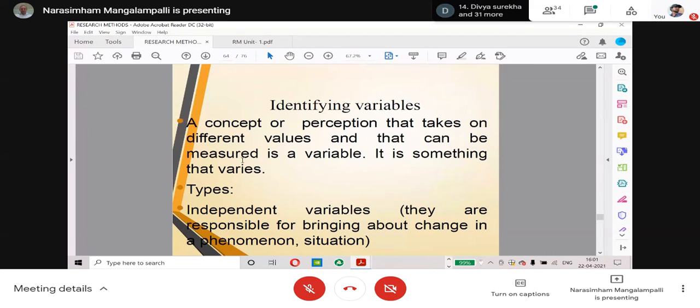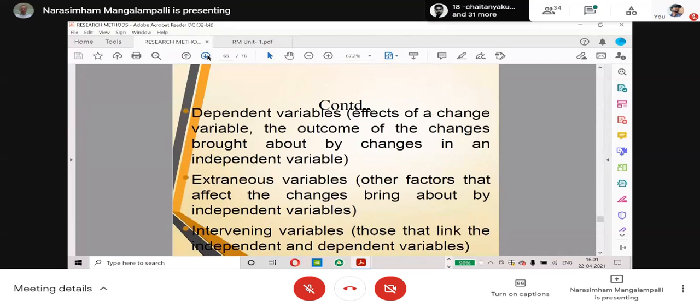Then dependent variables. Dependent variables affects a change variable. The outcome of the changes brought about by changes in an independent. See, dependent, independent. The words themselves speak out the difference. So independently means they will have influence on the system. Dependent variable is the one which is influenced by the independent variables.